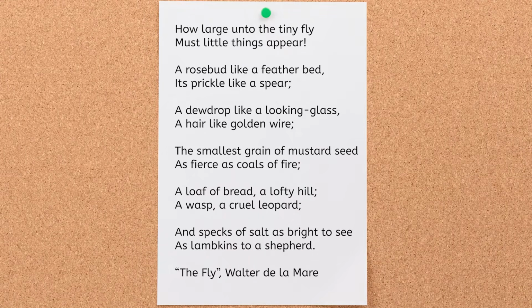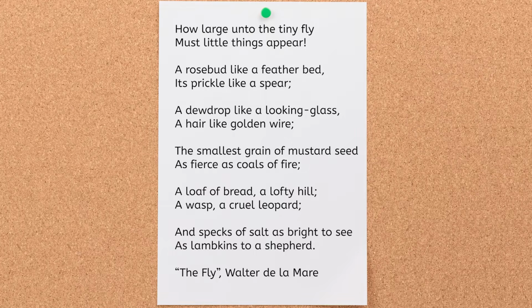Let's take a look at a poem together. Which figurative language member's handiwork can you spot throughout this poem? How large unto the tiny fly must little things appear? A rosebud like a feather bed, its prickle like a spear. A dewdrop like a looking glass, a hair like golden wire. The smallest grain of mustard seed, as fierce as coals of fire. A loaf of bread, a lofty hill, a wasp, a cruel leopard, and specks of salt as bright to see as lambkins to a shepherd.